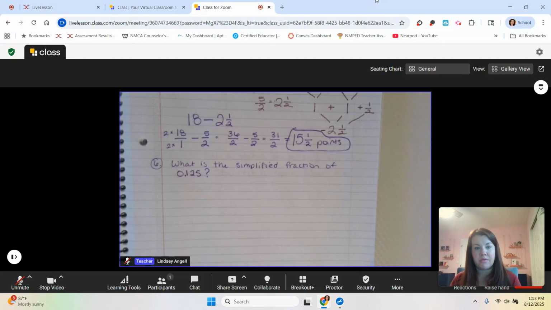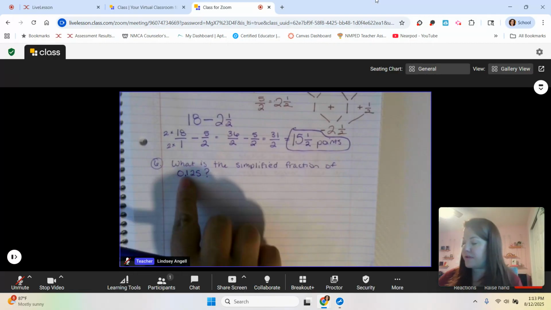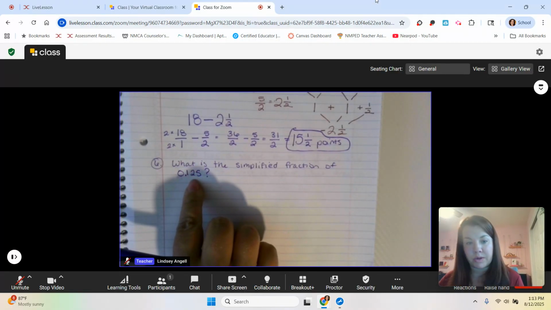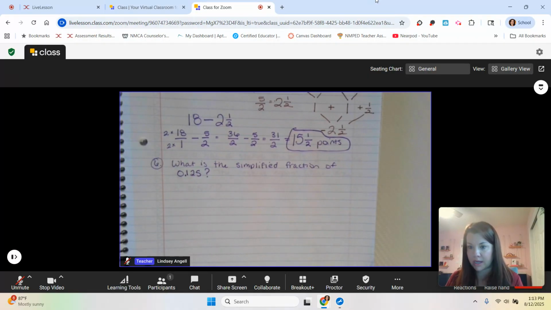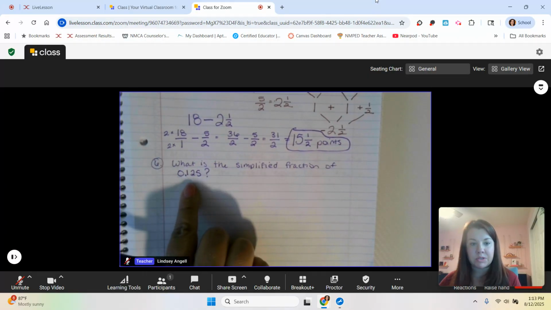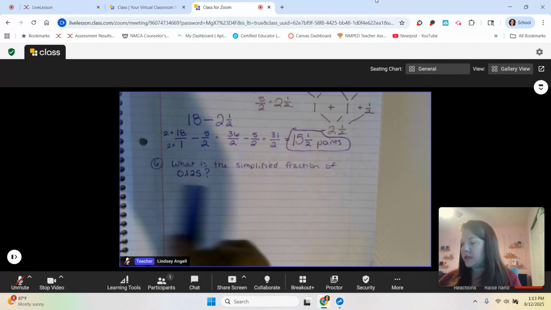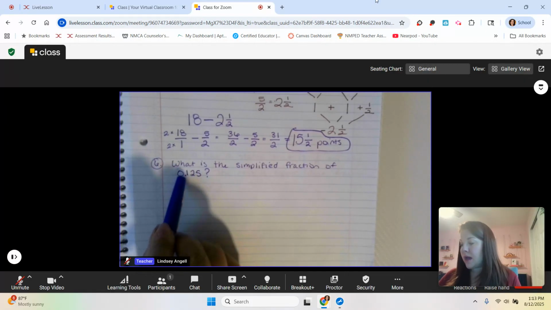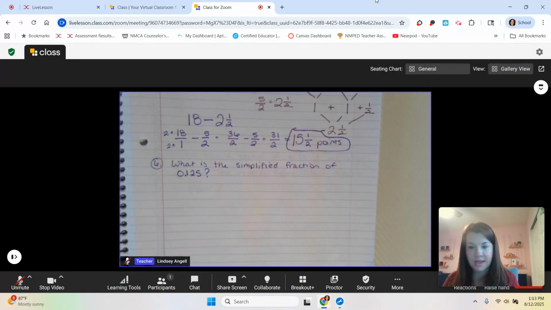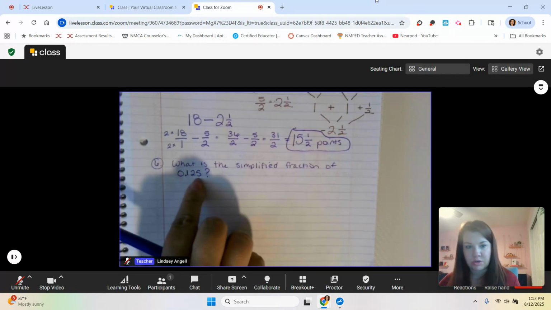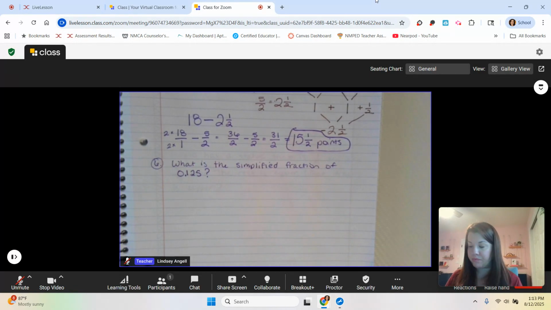Okay, number 6, what is the simplified fraction of 0.125? So when it comes to converting a decimal to a fraction, saying it out loud and listening to the place value is really important. First off, 0, right? That means it's not going to be a mixed number. It's only going to be a fraction because everything is to the right of the decimal, okay?